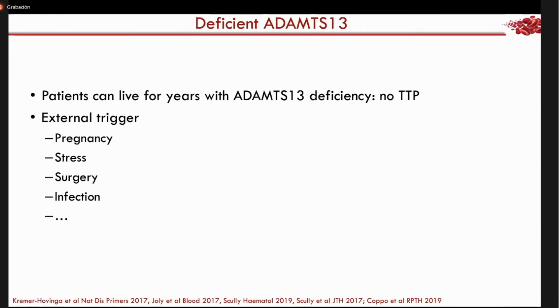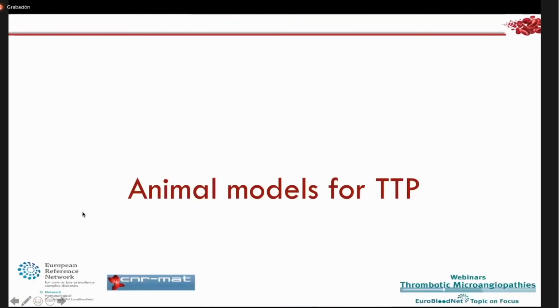Now, we know that patients with congenital TTP can have a TTP bout when they are born, but we also know that patients can live for years with an ADAMTS13 deficiency, a severe deficiency, and they do not show any signs or symptoms of TTP. And that is because there is an external trigger needed to induce TTP, and the known triggers are pregnancy, stress, surgery, infection. But what the actual biochemical component is that induces this TTP episode, we still do not know.